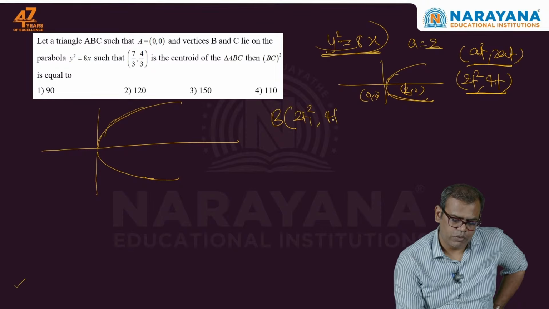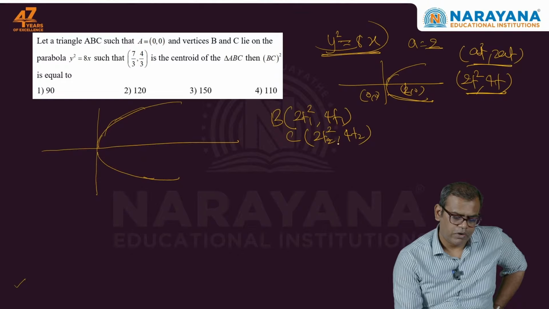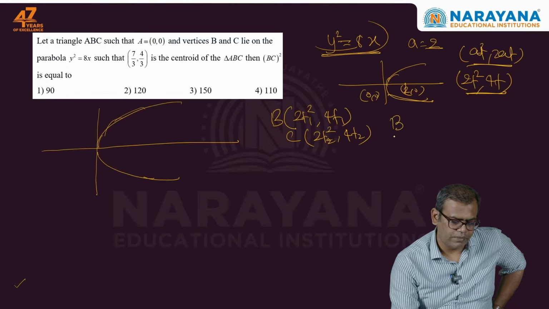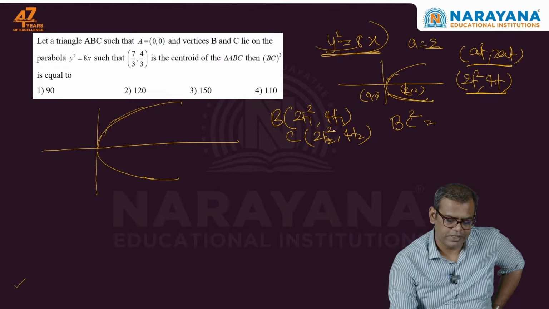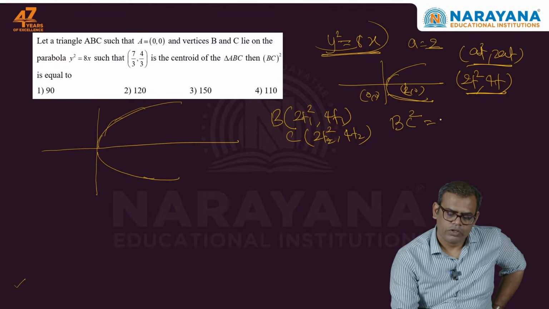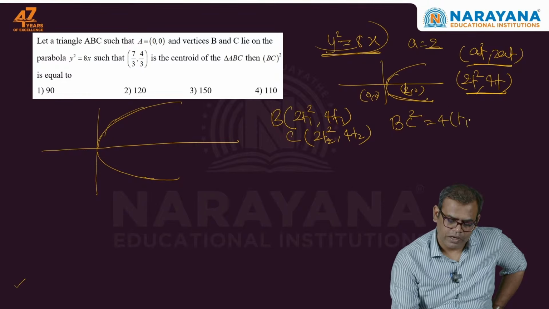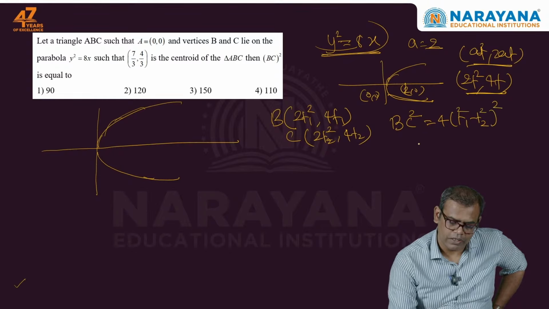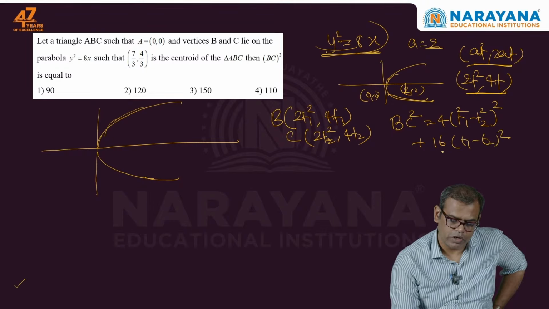(2t1 square, 4t1), and coordinates of C we can consider (2t2 square, 4t2). And what we need to find here is BC, right? BC square we need to find. So the BC distance in this format will come (x2 minus x1) whole square. So here 4 will come, (t1 minus t2), (t1 square minus t2 square) whole square plus here 16, (t1 minus t2) whole square will come.